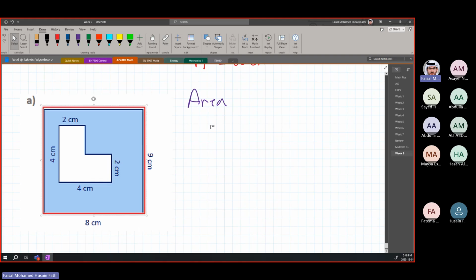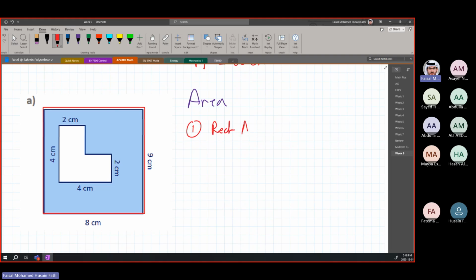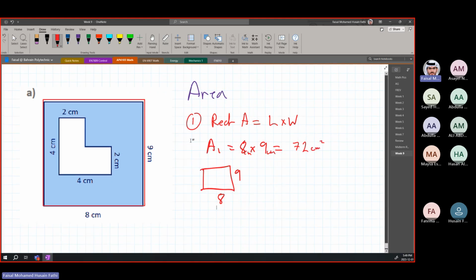You can call it our area 1. It's a rectangle, 9 by 8. Let's look at that first. So rectangle area is equal to length times width. Area 1 is equal to 8 times 9. It's a rectangle, 8 centimeters by 9 centimeters, equal to 72 centimeters squared. So 72 centimeters squared, this is the total area.